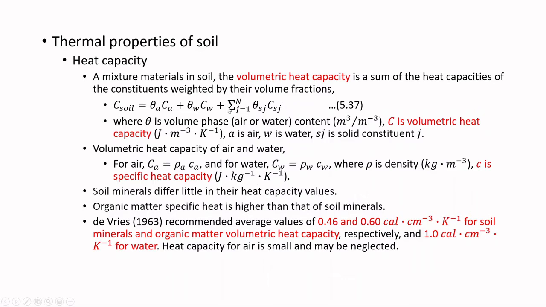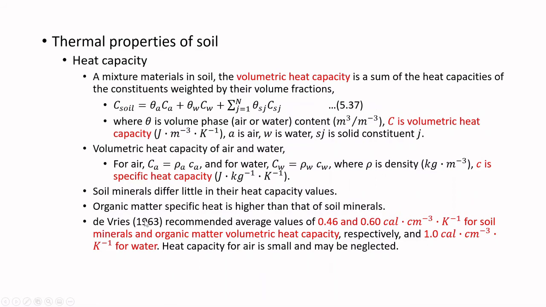So here you see the summation of volumetric heat capacity. We already account for air and for water, but there are also other solids. For example, the mineral, it can be clay, silt, sand, and also other substances, like for example organic material. Solid soil minerals differ little in their heat capacity value, but the specific heat capacity of organic matter is higher than that of soil minerals.